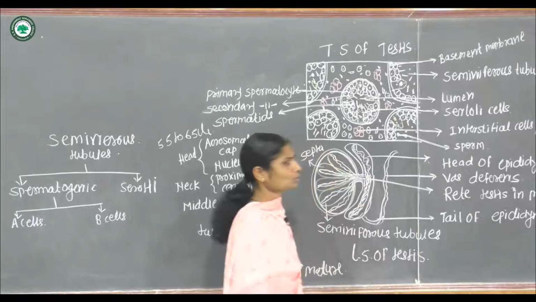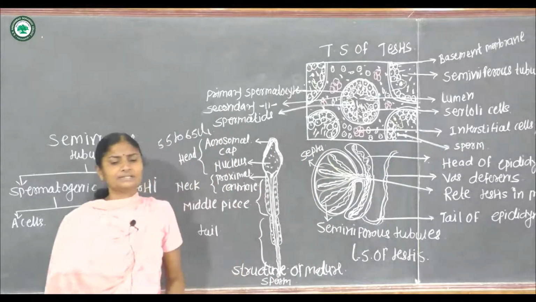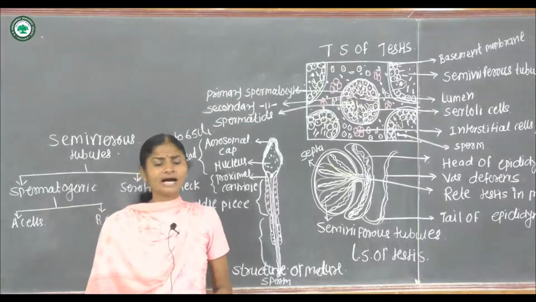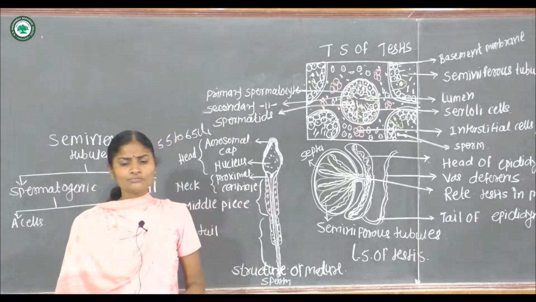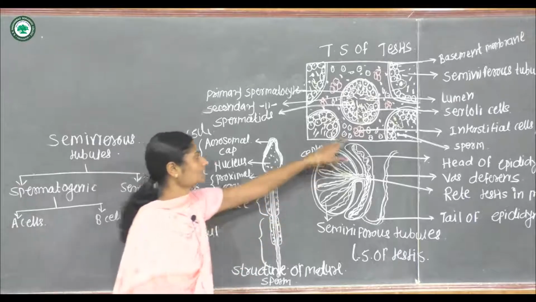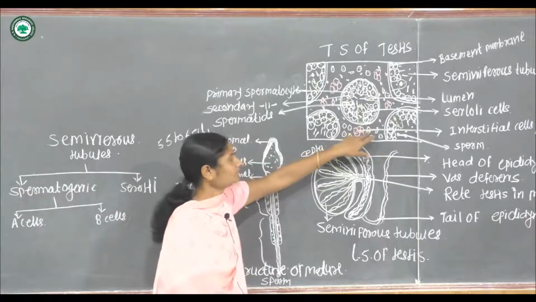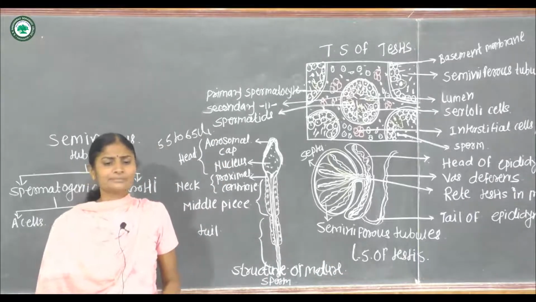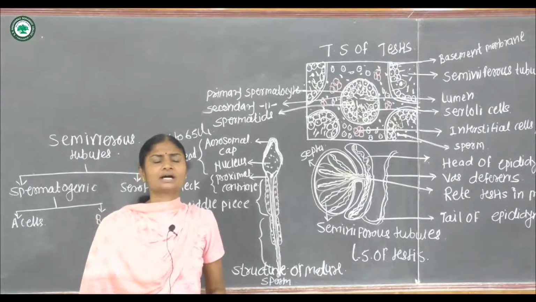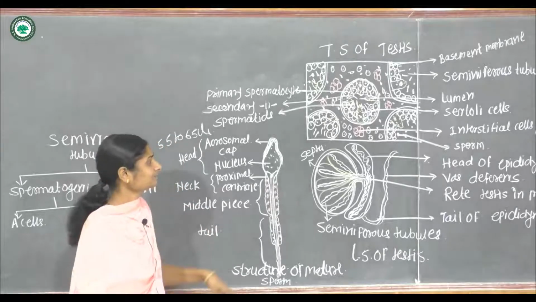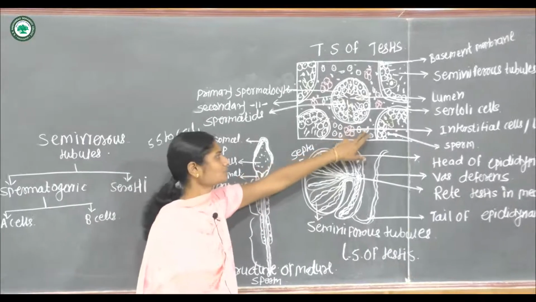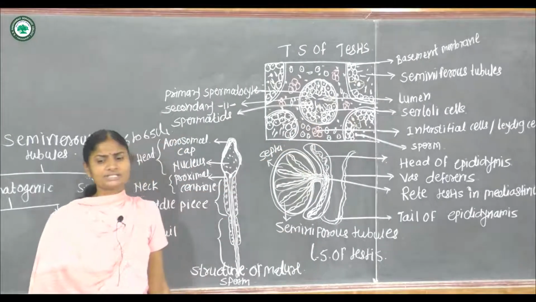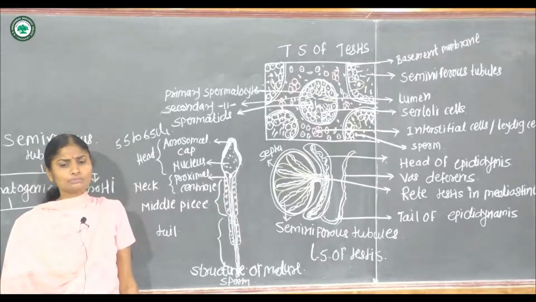The next type of cell is the interstitial cell, also called Leydig cells. These interstitial cells occur in groups in between the seminiferous tubules. They are associated with blood capillaries and mainly secrete the hormone testosterone.